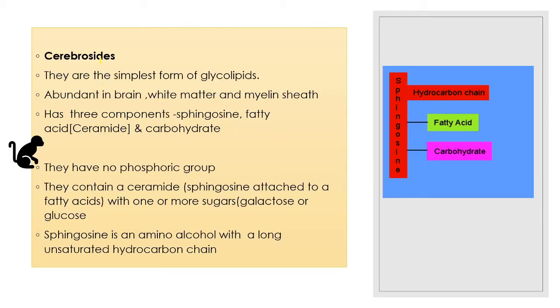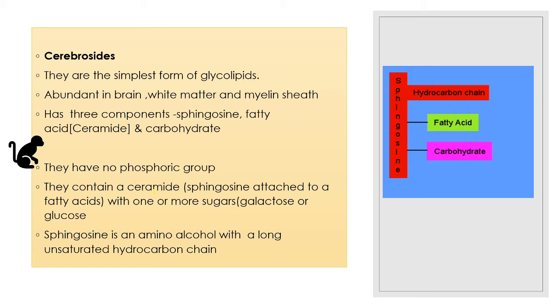Now move on to the cerebrosides. These are the simplest form of glycolipids, abundant in brain, white matter and myelin sheath. You know the myelin sheath is a covering of neurons, and it has three components. What are the three components? As already told, a sphingosine, which is connected to the fatty acid. So sphingosine plus fatty acid is called a ceramide, and there is a carbohydrate. And remember, they have no phosphoric acid.